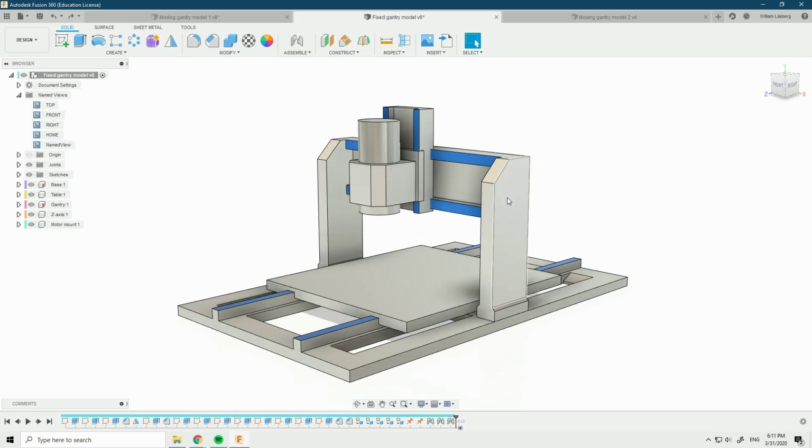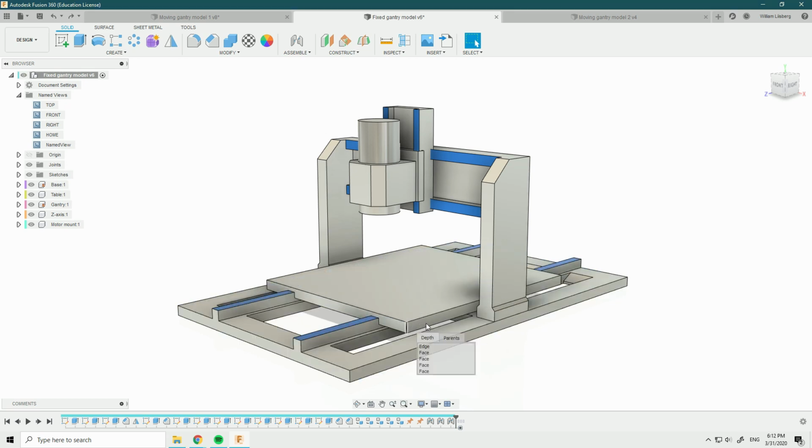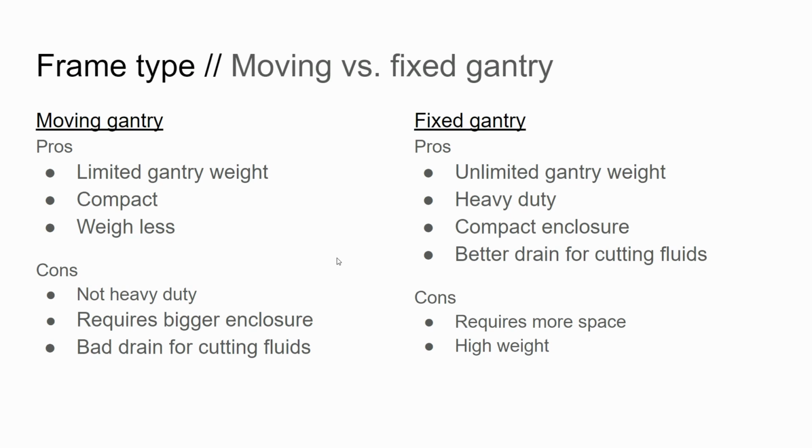With a fixed gantry, the gantry itself is fixed to the table, and that means that you have a second table that can move back and forth. Now that you know what a moving and a fixed gantry is, we can talk a little bit about the pros and the cons of each type. The moving gantry is pretty limited in weight, as it has to move back and forth, but it is however pretty compact, as it saves a lot of space, and it weighs less, because usually with a fixed gantry CNC you will have a much more beefy gantry, as it's static.